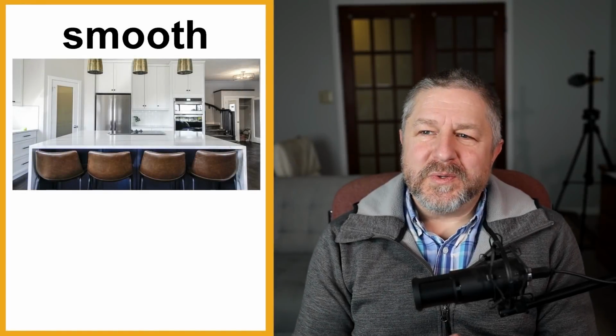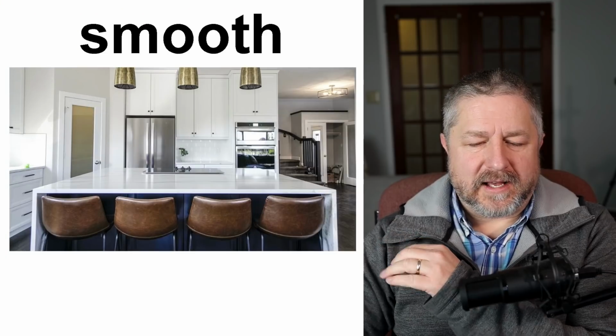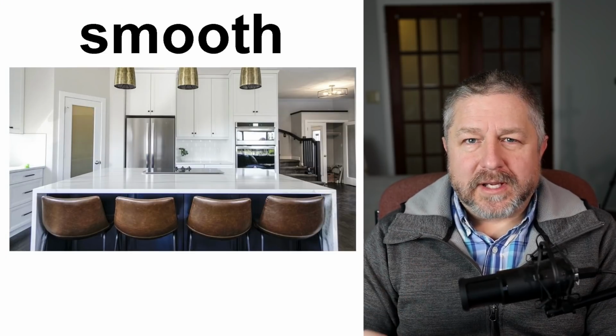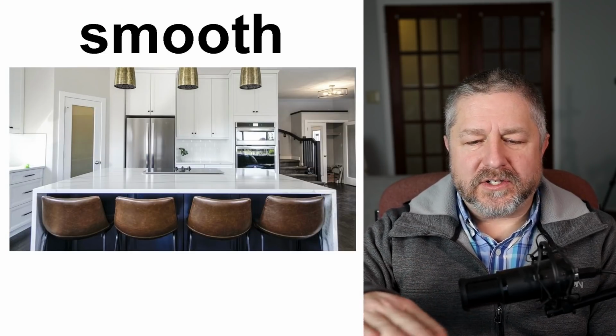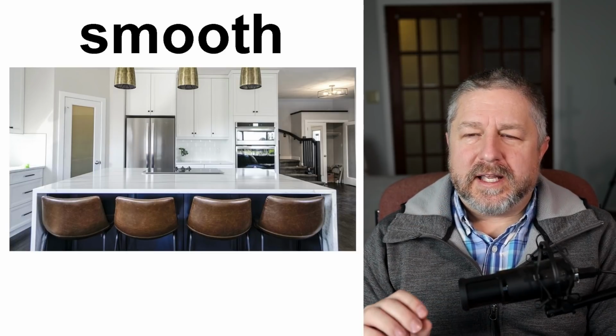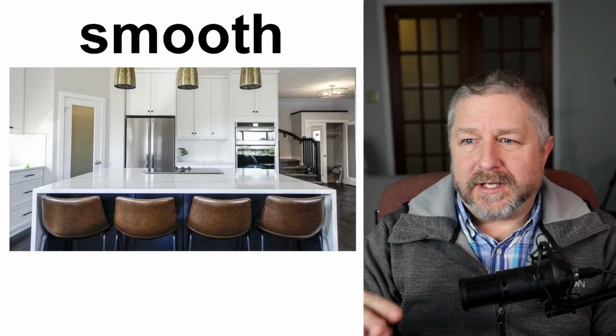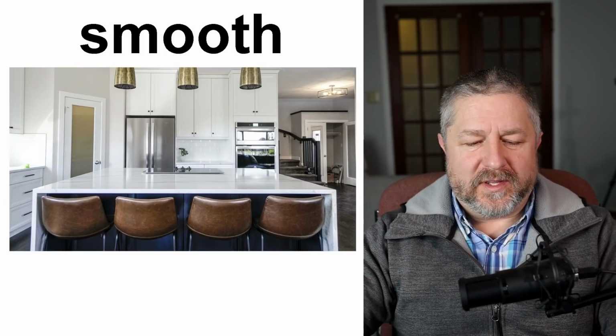The first word is smooth. There are a number of different words in here. Some you'll know, and some maybe you don't know. Smooth is probably a word you know. In this picture, you can see that they have probably marble countertops. And when you slide your hand on a countertop like this, it's very smooth. There's no bumps. There's no roughness to it. It's a very smooth surface.